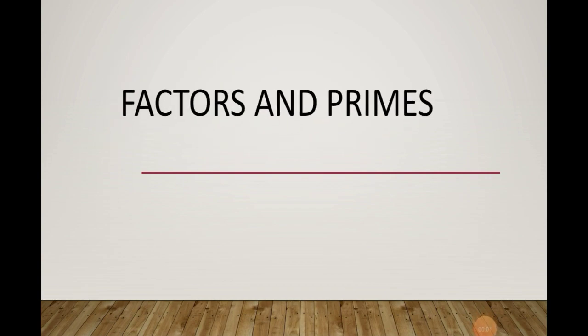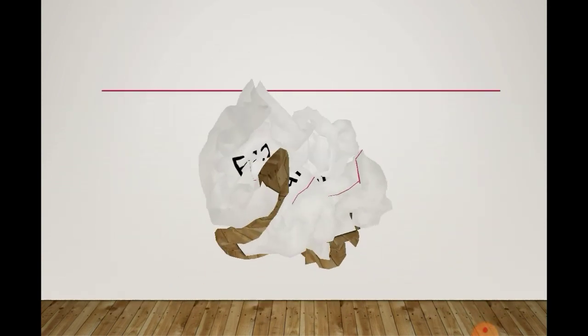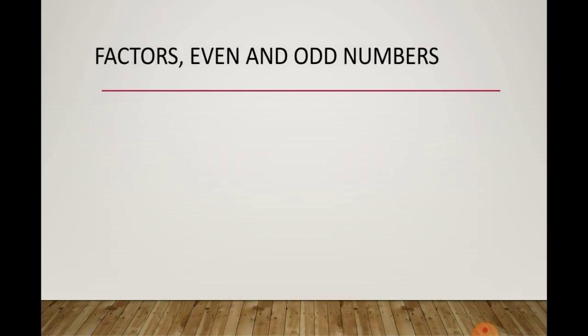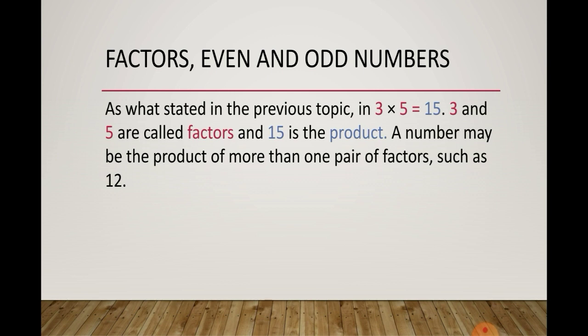Good day everyone. For today's topic, we have factors and primes. Factors, even and odd numbers. As stated in the previous topic, in 3 times 5 equals 15, 3 and 5 are called factors and 15 is the product.